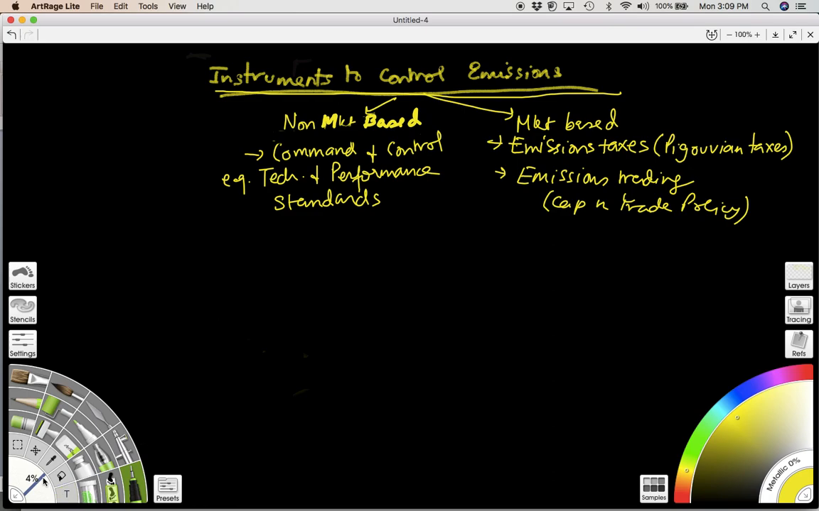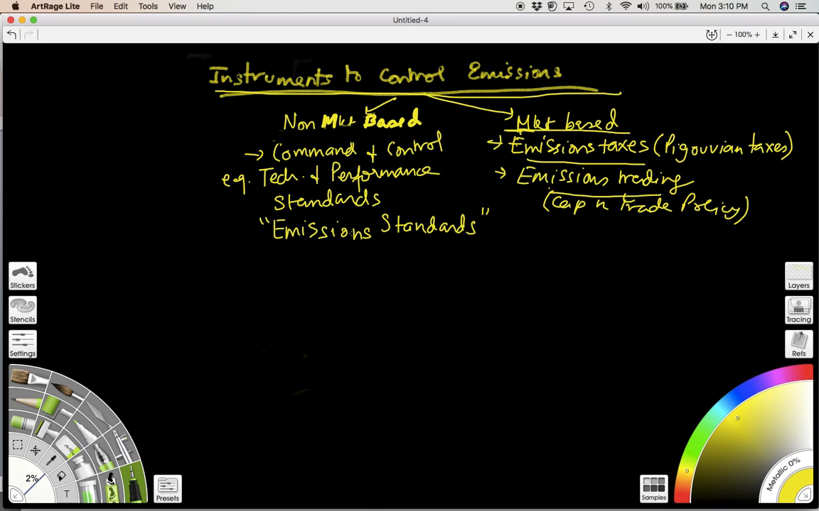So by non-market based instruments, we mean command and control type, right? And you have seen examples of this before, for example, technology and performance standards. So setting, or in other words, setting some kind of emissions standards. While market-based instruments, as we will see, these instruments try to internalize the externalities. So emissions taxes, which build some kind of an incentive system, and emissions trading.